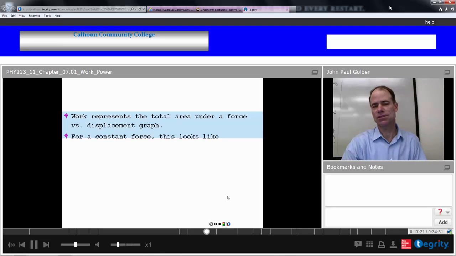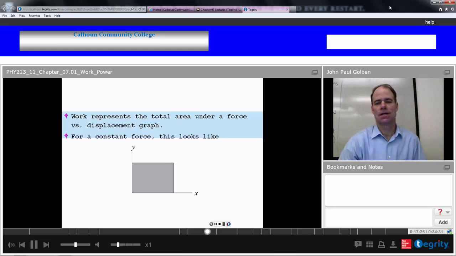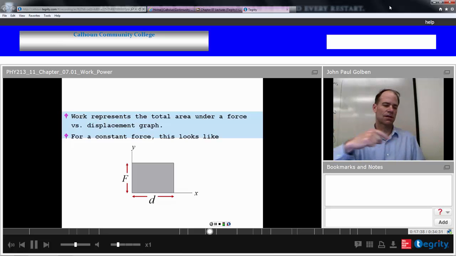Alright, so we introduced this concept of work, force times a displacement. If we were to graph this, force is a function of x with a constant force. It might look something like this graph right here. Just a rectangle. You've got a constant force, constant for displacement d, and we would say the work is force times d. So it's actually the area of this rectangle, the two sides of the rectangle.